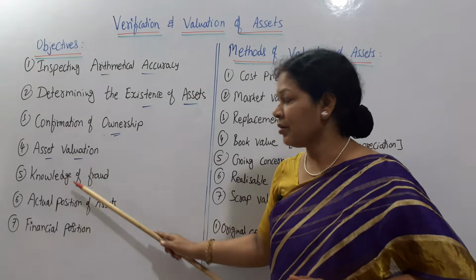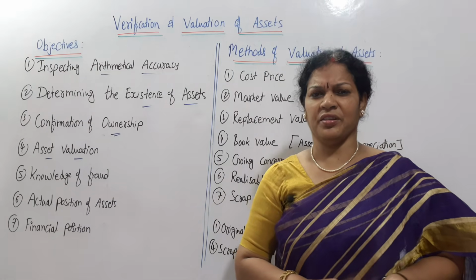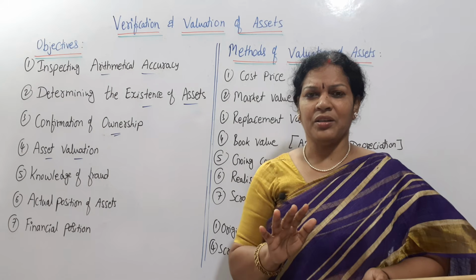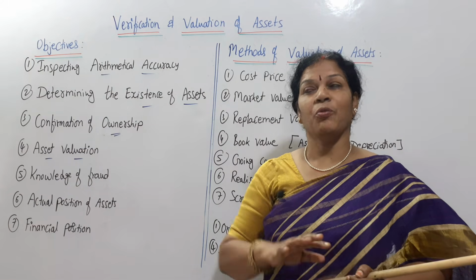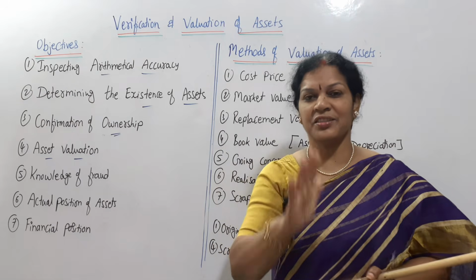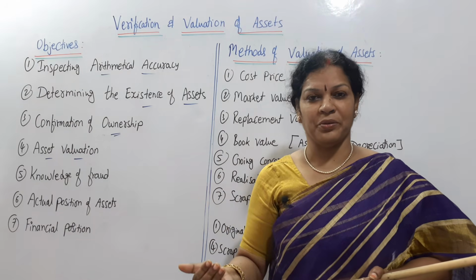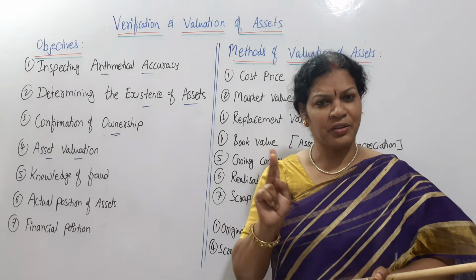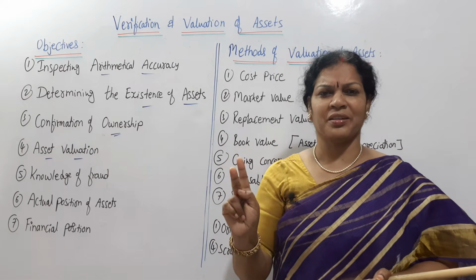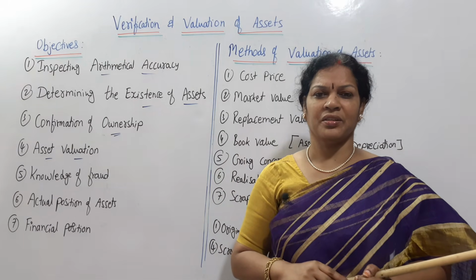Then after that, knowledge of fraud. If there is any kind of fraud, that knowledge, that information the auditor must have. What kind of fraud? The asset is there, but the value is overvalued or undervalued. Okay, so that is one kind of fraud. Another fraud is the asset is not there, but it is showing in the records. This is another kind of fraud.